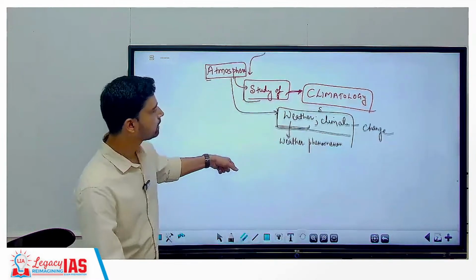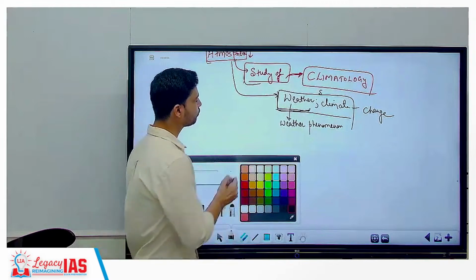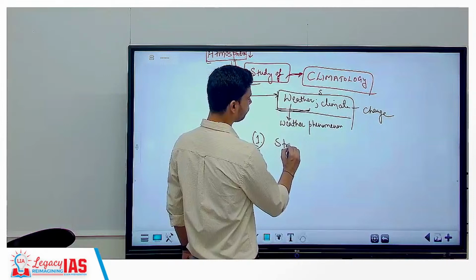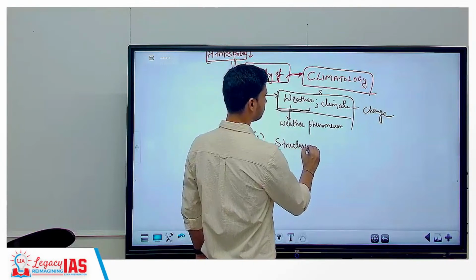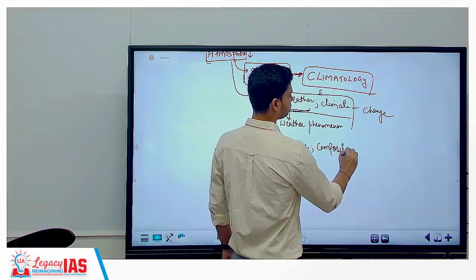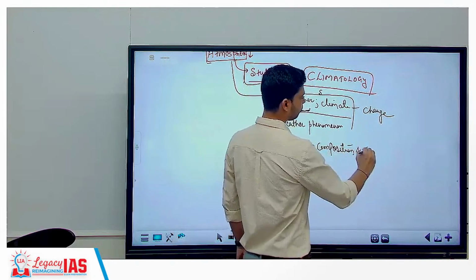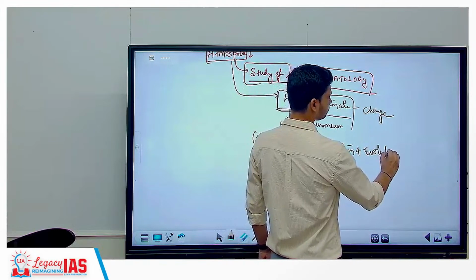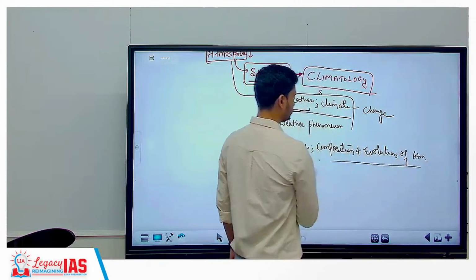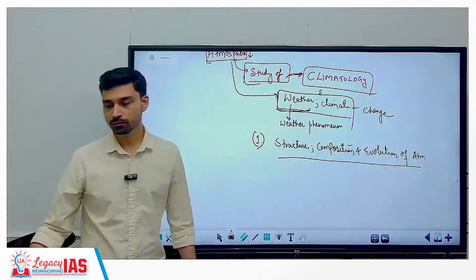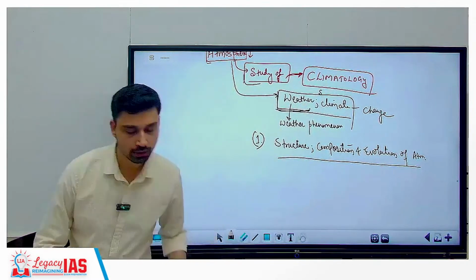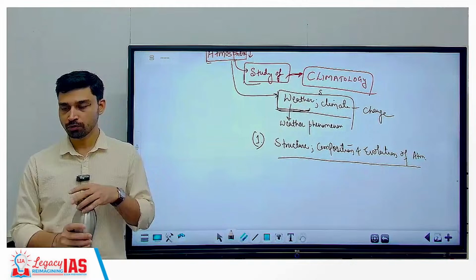So since all these phenomena are happening in the atmosphere, the first chapter of climatology focuses upon three things: the structure, the composition, and evolution of atmosphere.